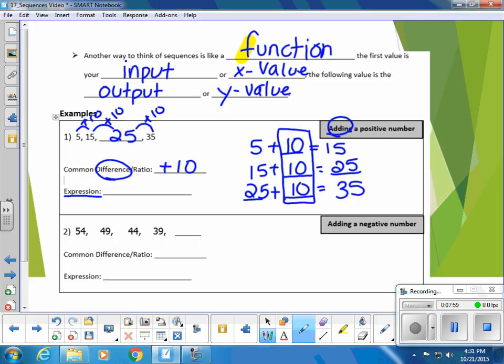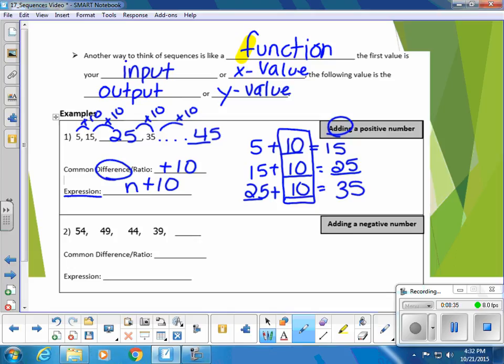The expression, remember, an expression is a number sentence with letters and numbers but no equal sign. So we'd write a number plus our common difference, which is 10. And that's all we're going to write. So a number plus 10 is our sequence. This sequence can go on forever. What would the next part be? 35 plus 10, so my next one would be 45. And I'd keep going up and up and never stop. I could do it till I'm 100 if I live that long.